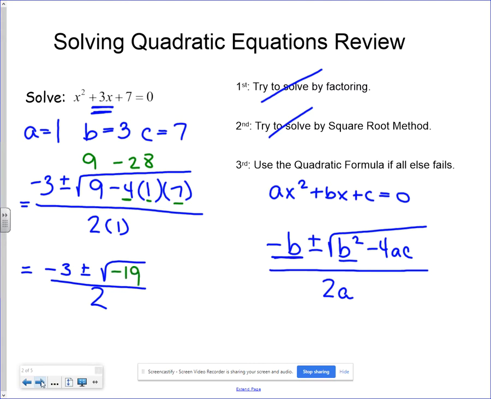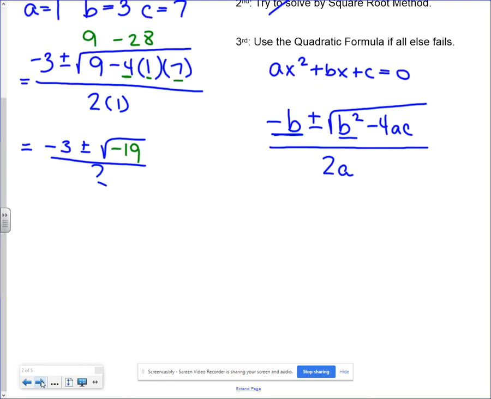Now, up to this point, when we got a negative under the radical, we wrote no real solution. And we were done with the problem. But yesterday, we learned about imaginary numbers. So we can find the solution to this. The solution is not a real number, it's an imaginary number. Okay?